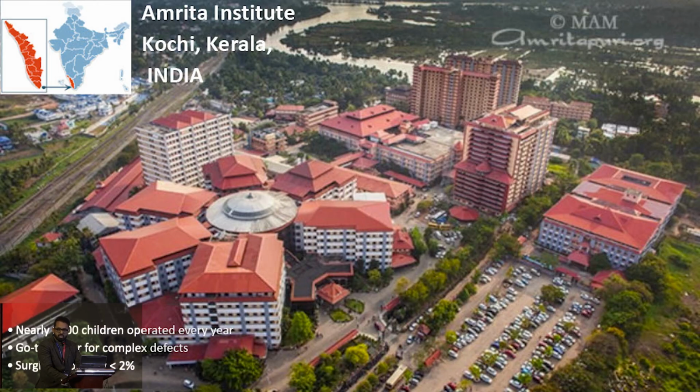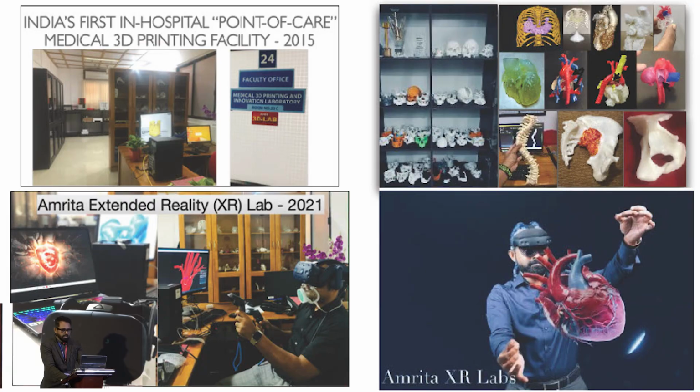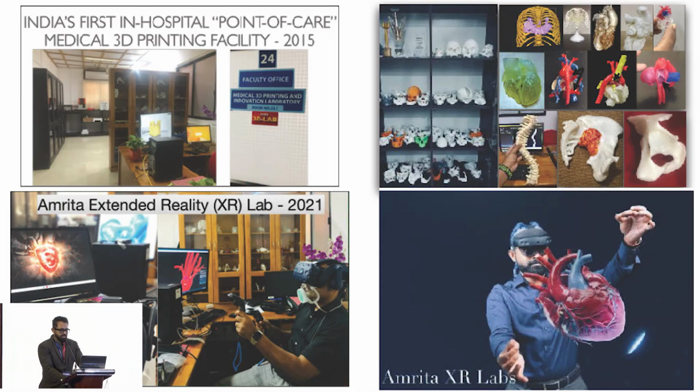We operate on about 1,000 children with an overall operative mortality of less than 2%. The mortality for the last year was 1.1%. We are a go-to center for a lot of the complex defects in the region. We have been using 3D printing and extended reality for planning complex heart surgeries for almost the last 10 years. We set up a 3D printing lab at our center in 2015 and an extended reality lab in 2021, and we have been using these technologies extensively.